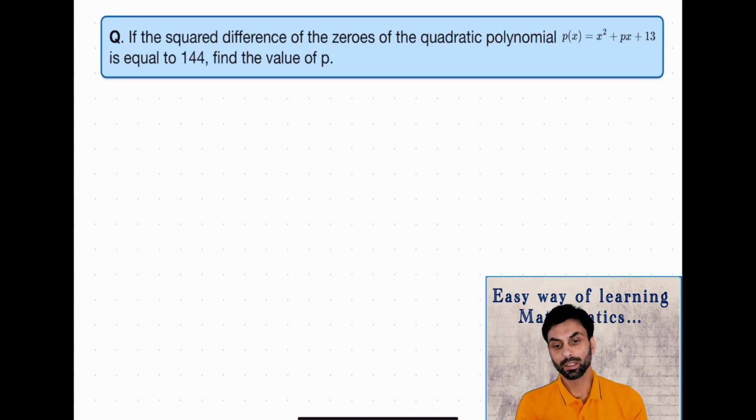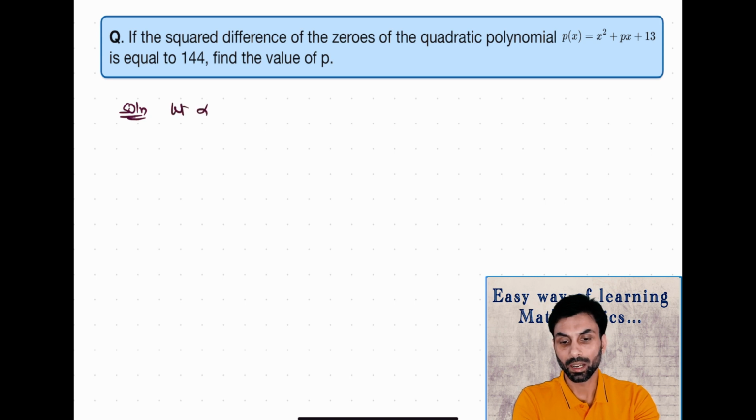Next, if the squared difference of the zeros of the quadratic polynomial p of x equals x square plus px plus 13 is equal to 144, find the value of p. So again, in this case the polynomial is given. So let's find out the sum of the zeros and the product of the zeros first.